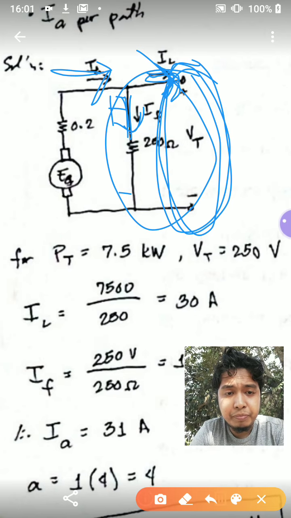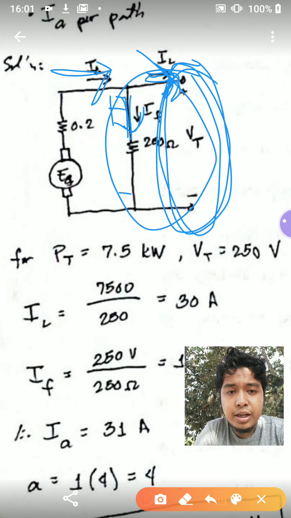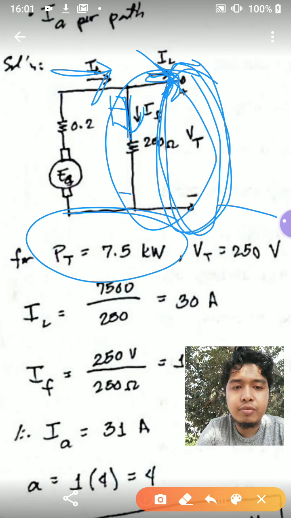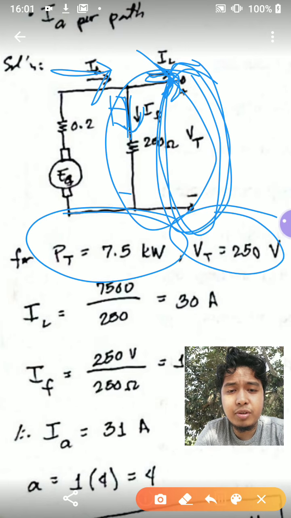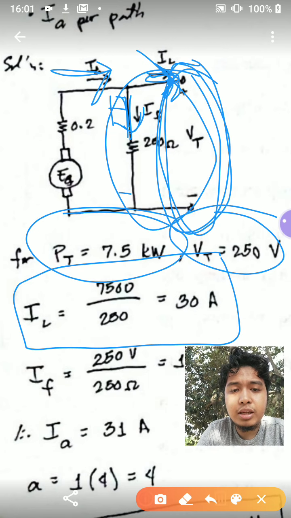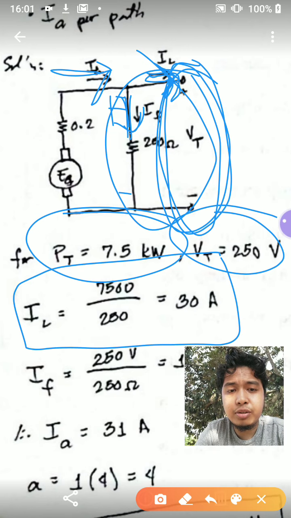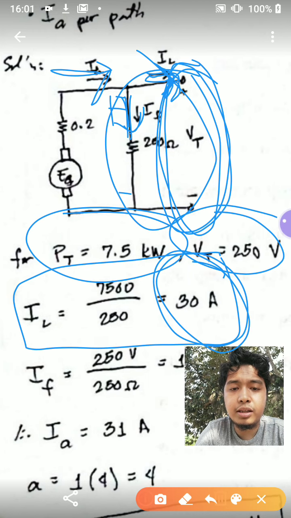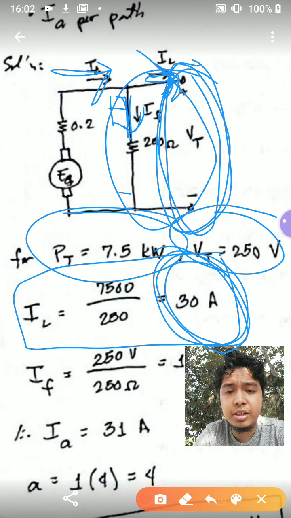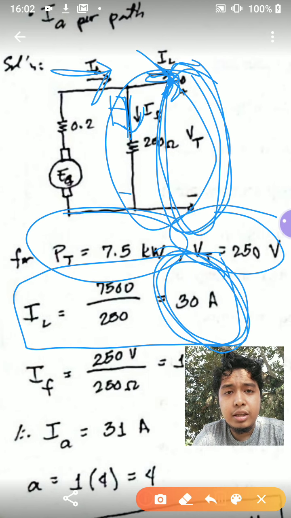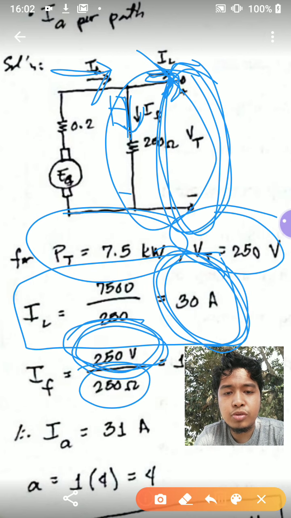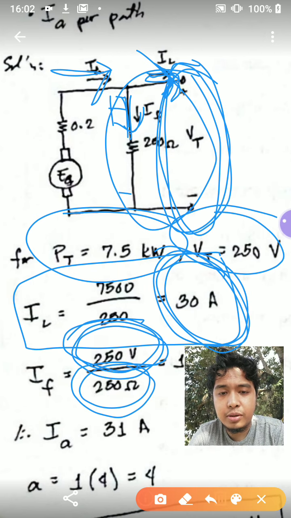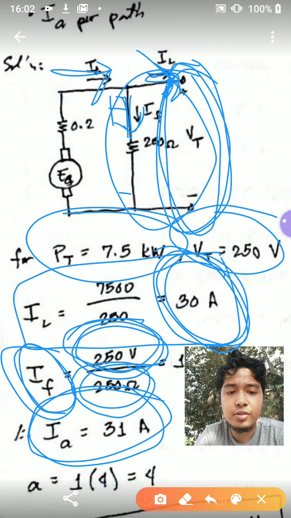because this is a generator. So for a total power at the load of 7.5 kilowatts and a rated voltage at the load of 250 volts, I get a load current of 30 amps. That's my power requirement, that's my current requirement here. And for 250 volts terminal voltage and 250 ohms field resistance, I have a field current of 1 ampere. Therefore, by KCL, my current at the armature is 31 amps.